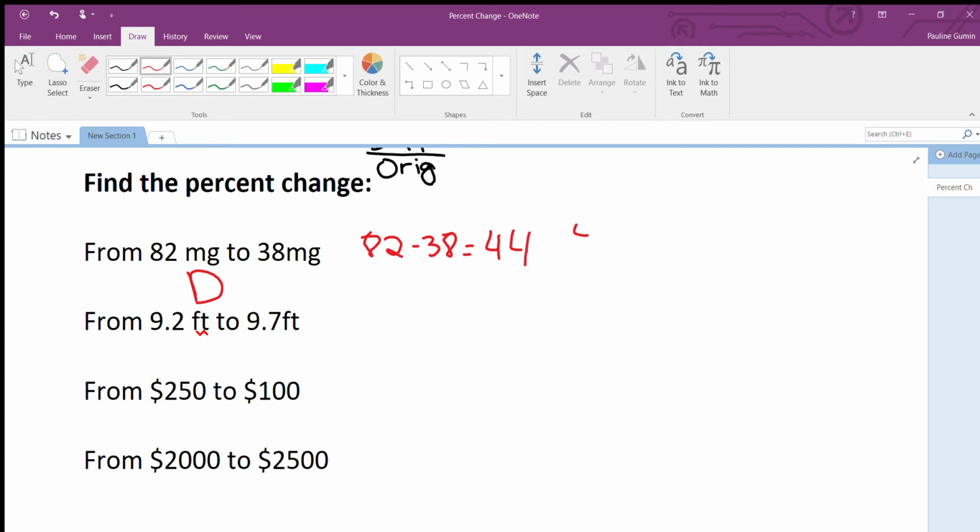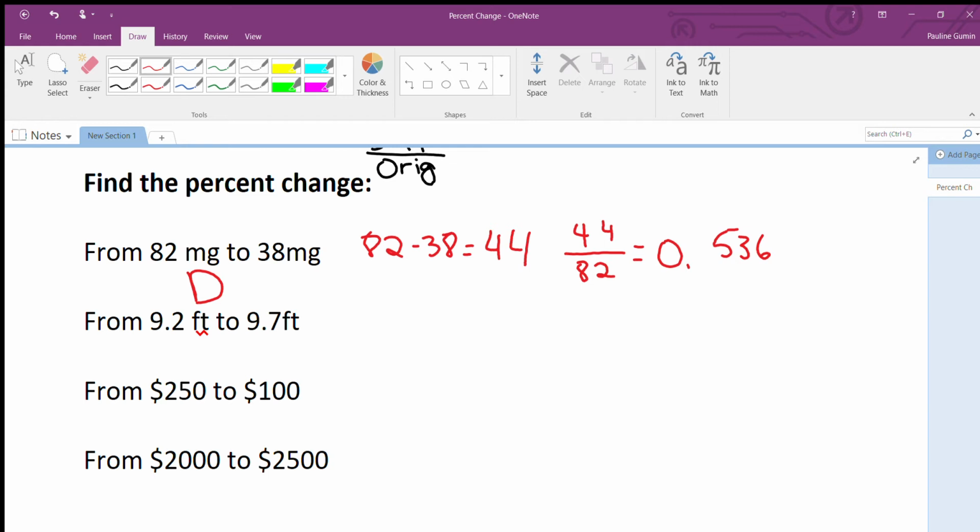Next, I'm going to take the difference. I don't know why I just wrote 48. That was bizarre. 44, and I'm going to divide it by the original amount, which is 82. When you enter that into your calculator, what you should get is 0.536. I just needed to double check.